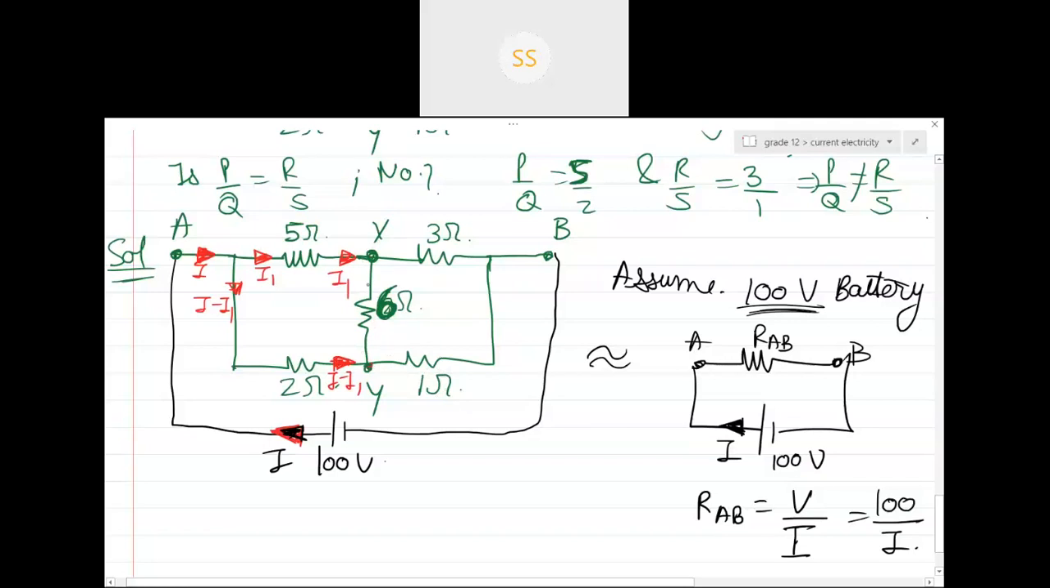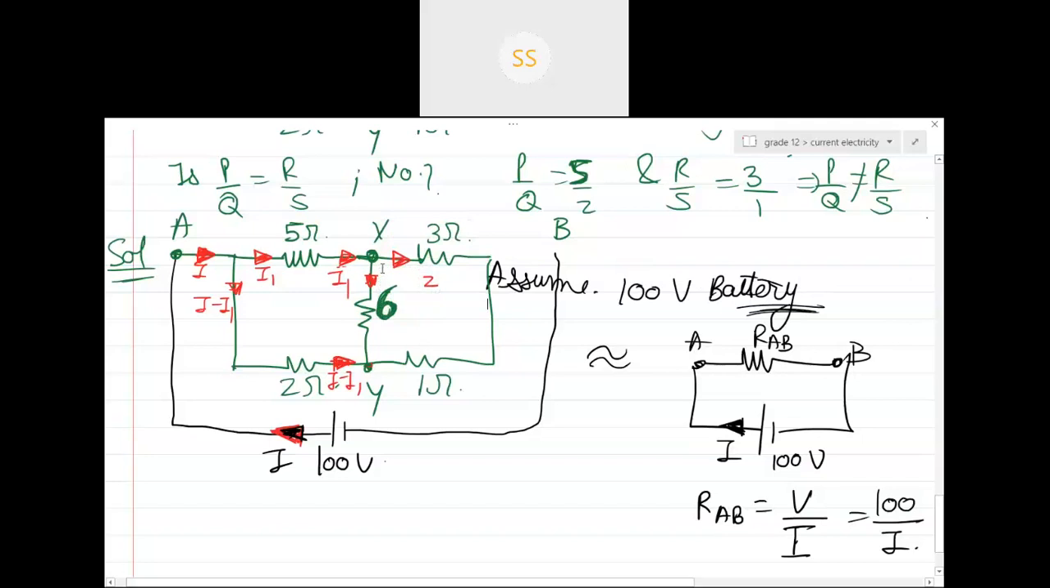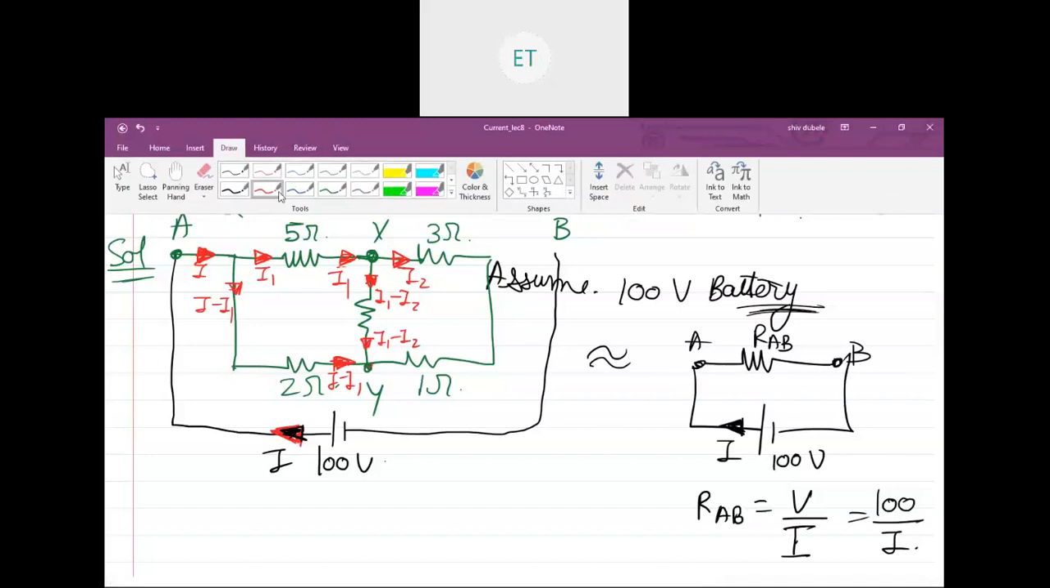So let's say a current I1 splits into 2 parts. I2 goes over here and I1 minus I2 comes over here. I2 comes down, and then it'll join. So I2 current will go over here and I1 minus I2. Now what? It'll be I minus I2.